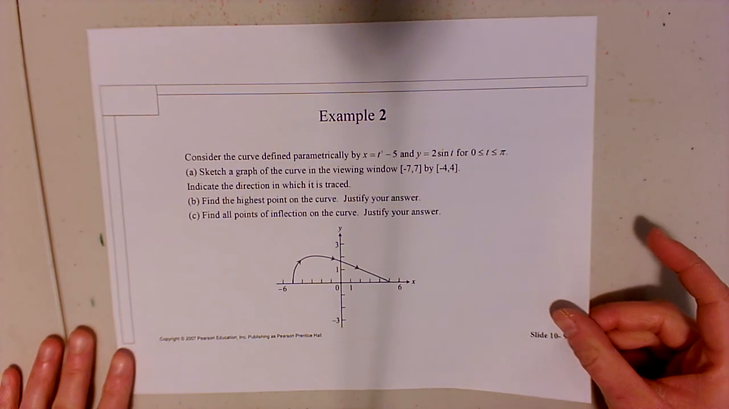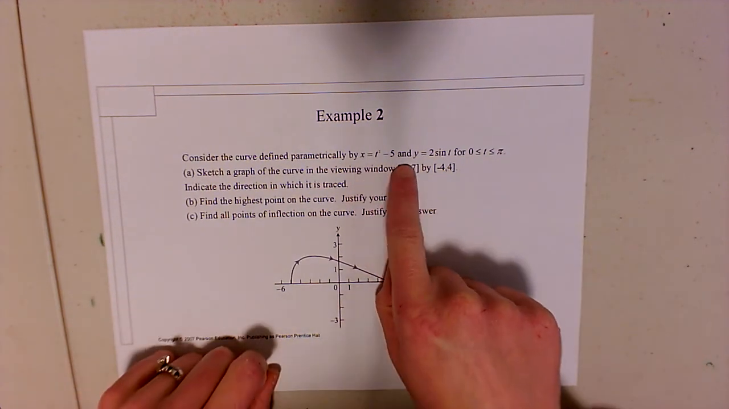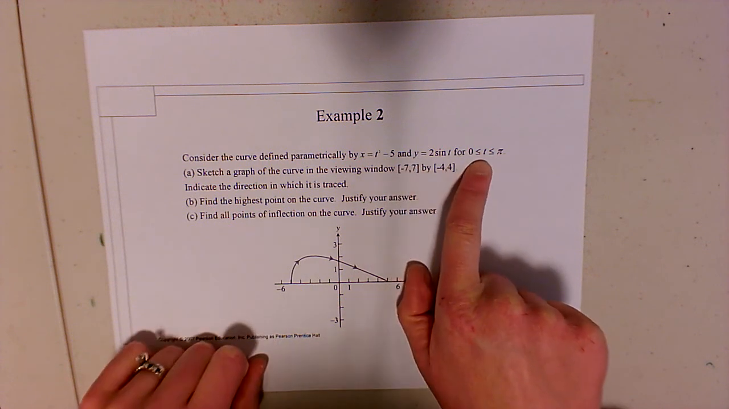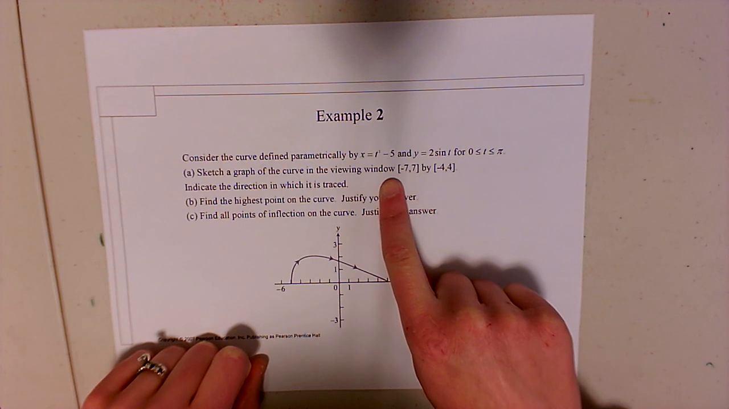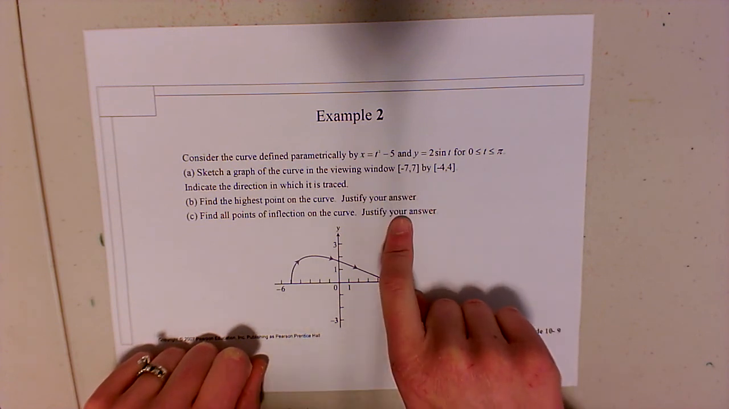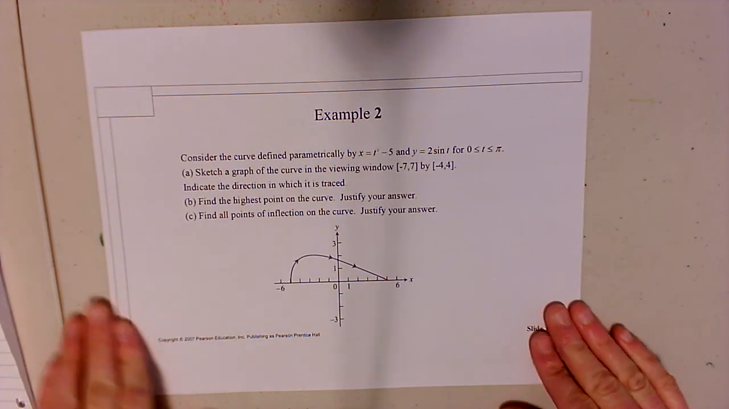So for example 2, they say, consider the curve that's defined parametrically by x is t squared minus 5 and y is 2 sine t on our interval from 0 to pi. We want to sketch the graph of the curve, indicate the direction that it's being traced, and then find the highest point on the graph, and justify our answer. We also want to find all inflection points on the curve. Now, we have the graph in front of us, but we can verify some of those points.